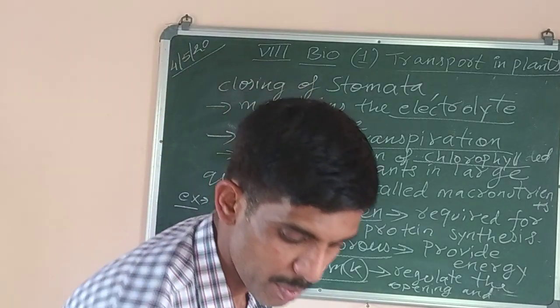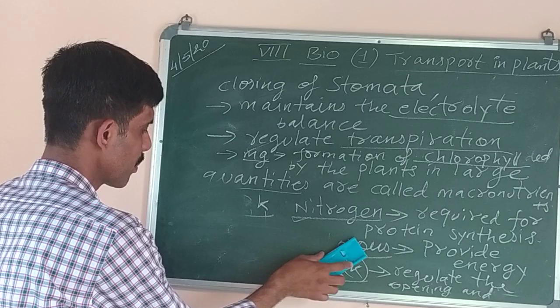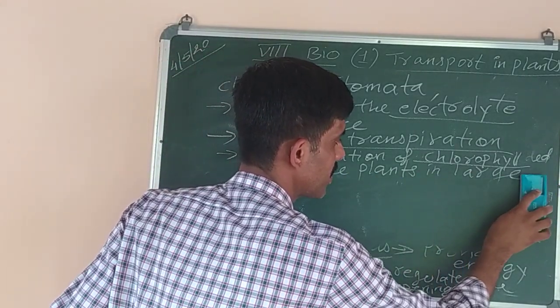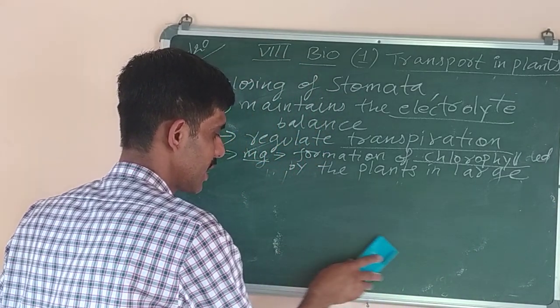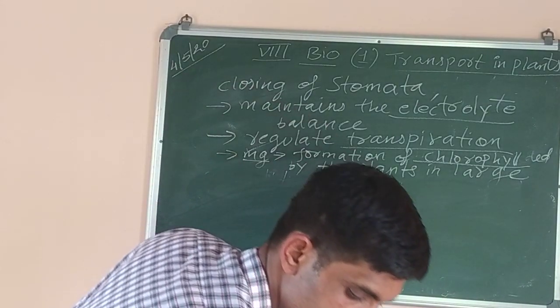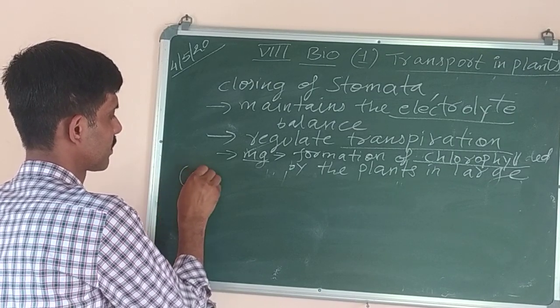Now next topic is micronutrients. So I will rub this one now. Macronutrients already we have done. Now the second type of nutrients, the one which is needed by the plants in very less quantity, that is called micronutrient, not macronutrient. Macro already we have done. So second one is micronutrient.